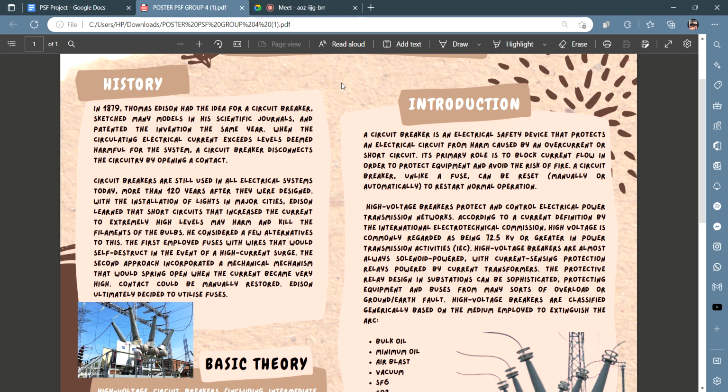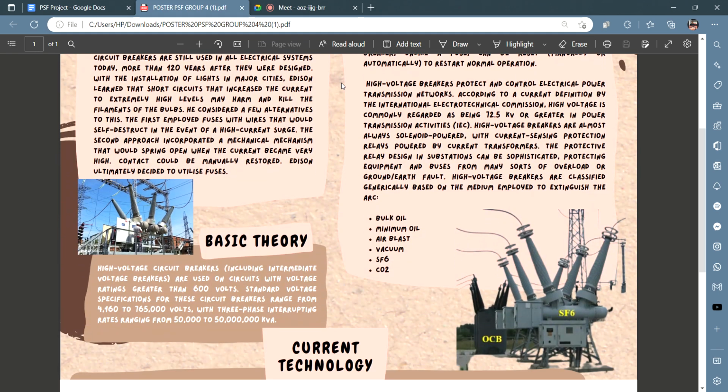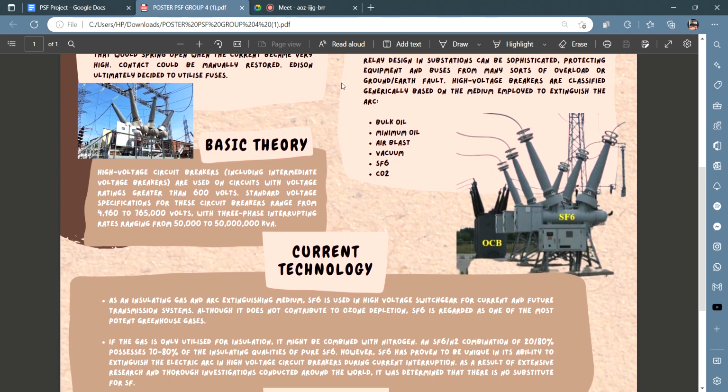He considered a few alternatives to this. The first employed fuses with wires that would self-destruct in the event of a high current surge. The second approach incorporated a mechanical mechanism that would spring open when the current became very high. Contact could be manually restored. Edison ultimately decided to utilize the fuse. For the basic theory, I'll give it to Norikwan.